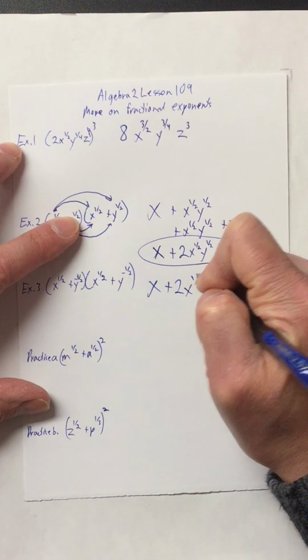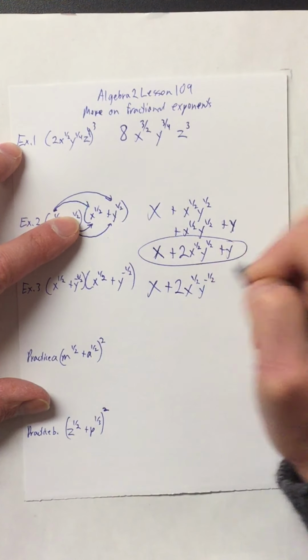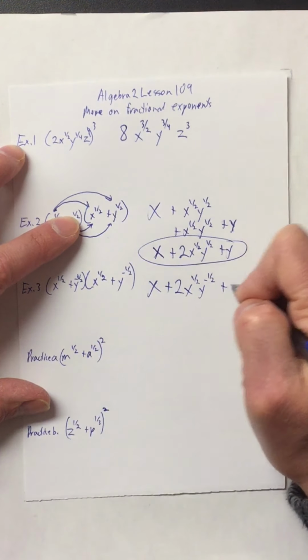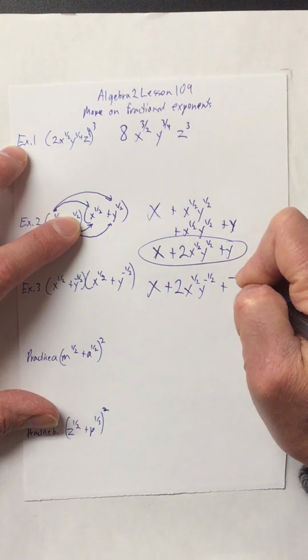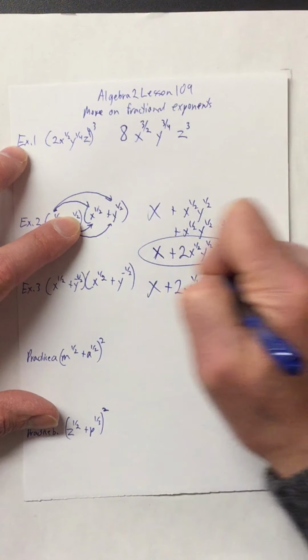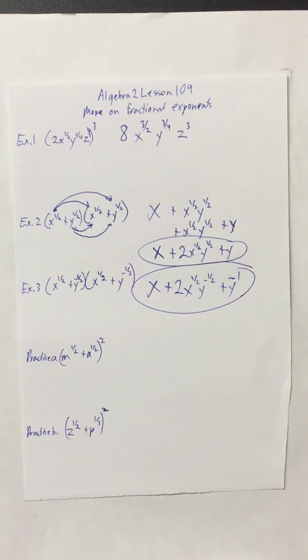So 2x^(1/2) y^(-1/2). And at the end here, negative 1/2 plus a negative 1/2 is a negative 1. So y to the negative first. And there's my answer for example 3.